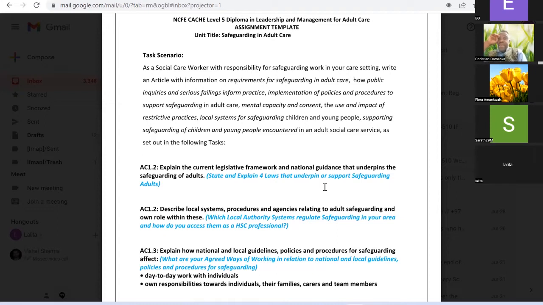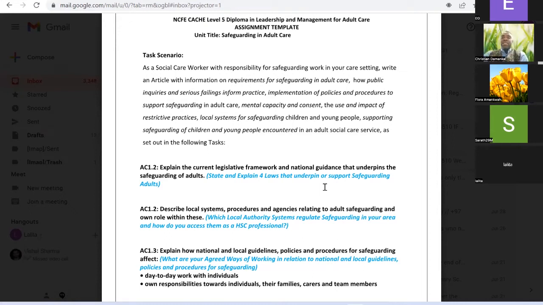Okay, thank you very much, Flora. So what Flora read, the scenario, is what sets the basis for our assignment. The scenario tells you who you are and from which angle you are approaching these questions. That's very important. So you're writing this assignment in your position as a social worker who has responsibility for safeguarding work in the setting that you are working. AC means assessment criteria or criterion. Criterion is singular, criteria is plural.